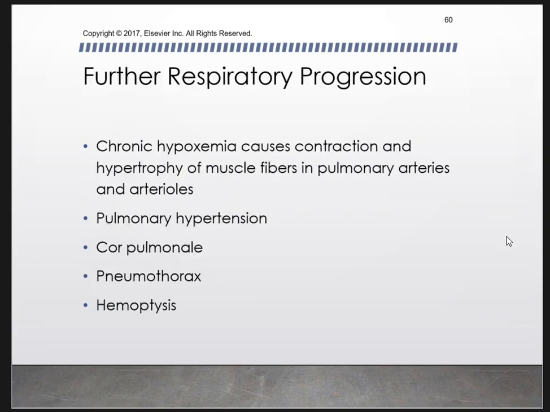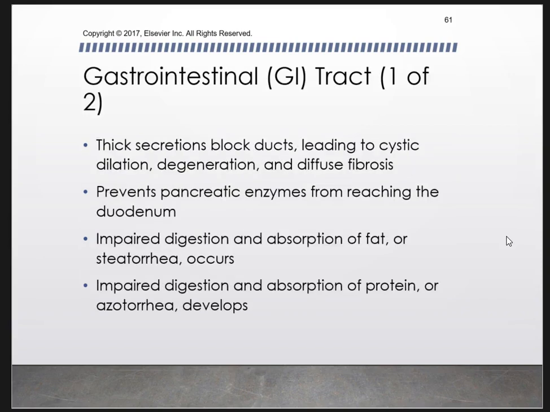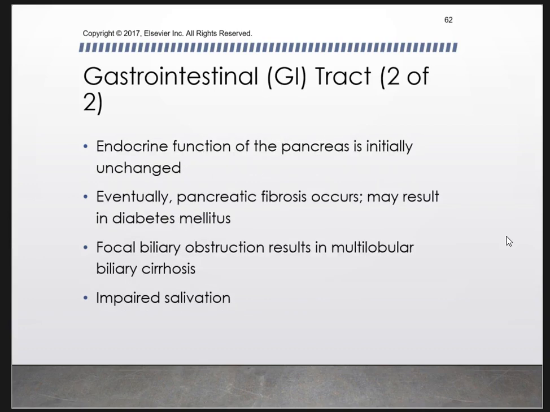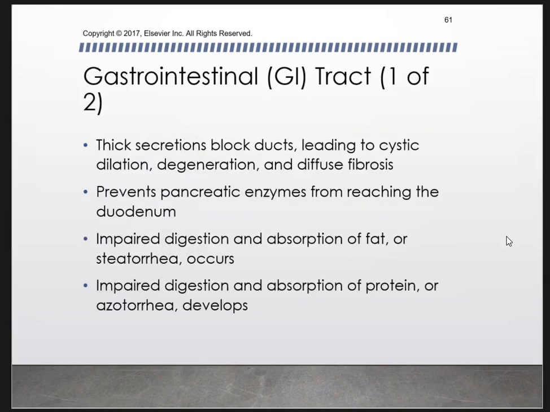We've talked about this already. And this. Okay, so the GI, there's a couple GI ones. I really want you to just be able to know that the secretions that we were talking about having such an impact on the respiratory system are also going to have an impact on the GI tract. So we're talking about things like this cystic dilation, degeneration, and some diffuse fibrosis within there.